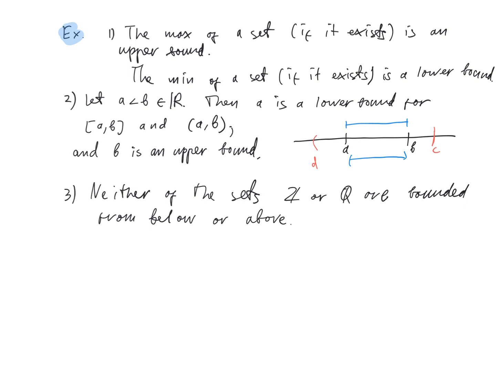As the example with the intervals illustrates, not all upper bounds are equal. So some of them are more optimal, in the sense that they are below every other upper bound while still being an upper bound for the given set. And similarly for the lower bounds. So now we make a definition which makes this precise.